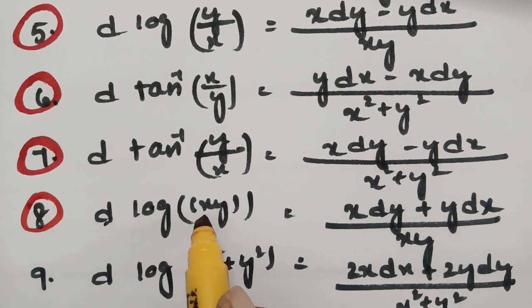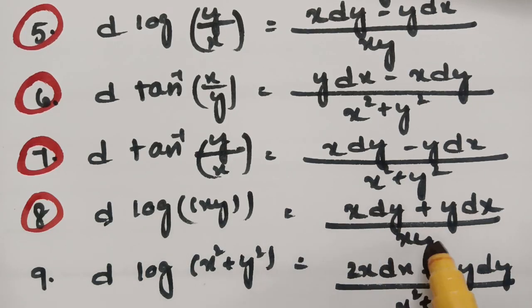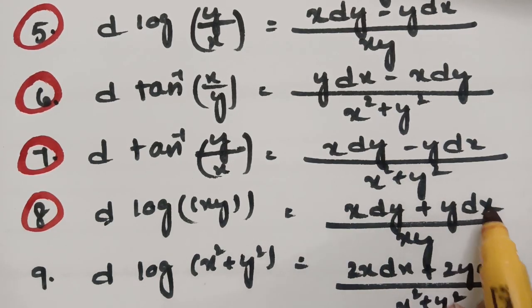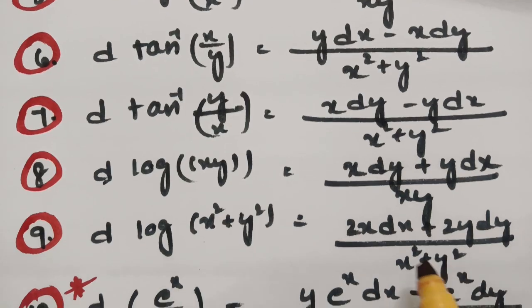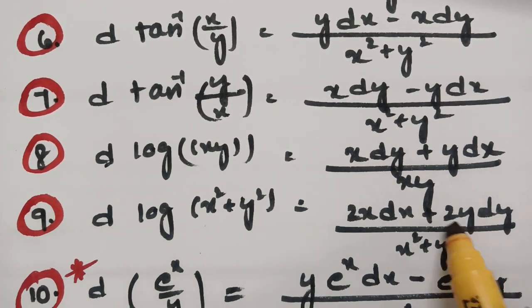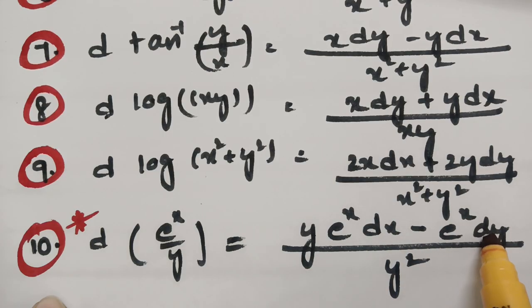The derivative of log of xy is 1 by xy, and make a derivative for xy, so x dy plus y dx. And the next one, the derivative of log of x square plus y square, is 1 by x square plus y square; for x square it is 2x dx, and for y square it is 2y dy. And the derivative of e power x by y is nothing but, this is y square, y into e power x dx minus e power x into dy.